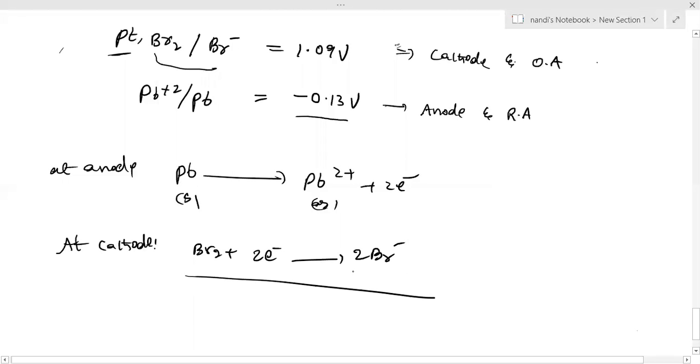At the cathode, by adding these two, the electrons should always be cancelled. If you get any one extra electron, it means you didn't balance the equation properly. Pb plus Br2 gives Pb2+ plus 2 Br minus. This is the equation. Understood?